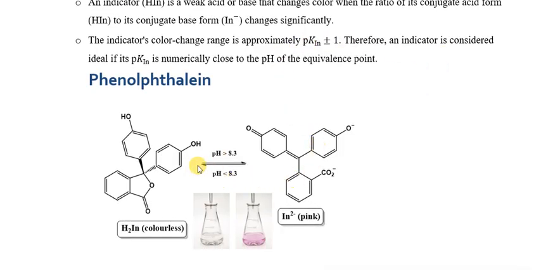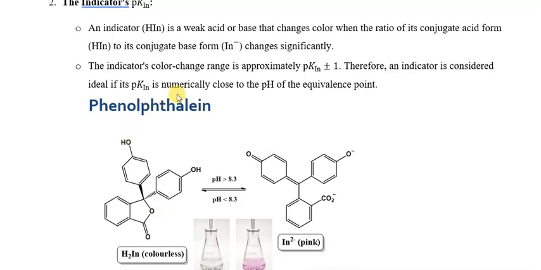We take the example of a very well known indicator, phenolphthalein. Phenolphthalein is basically a weak acid. Being a weak acid, it shows no color in acidic solution, it is colorless in acidic solutions. When the pH crosses about 8.3, it suddenly shows its pink color. It means its conjugate base is colored: the conjugate base appears pink in basic media, and its acidic form is colorless in acidic media.